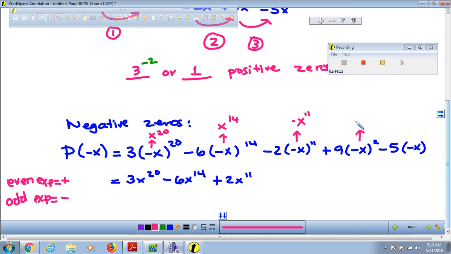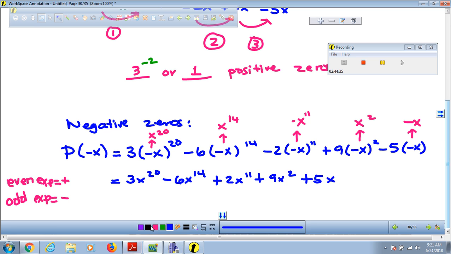Negative x to the second stays as a positive. And here, this one stays as it is because it's raised to the first power, so this is a negative x. Negative x times a negative 5, positive 5x.